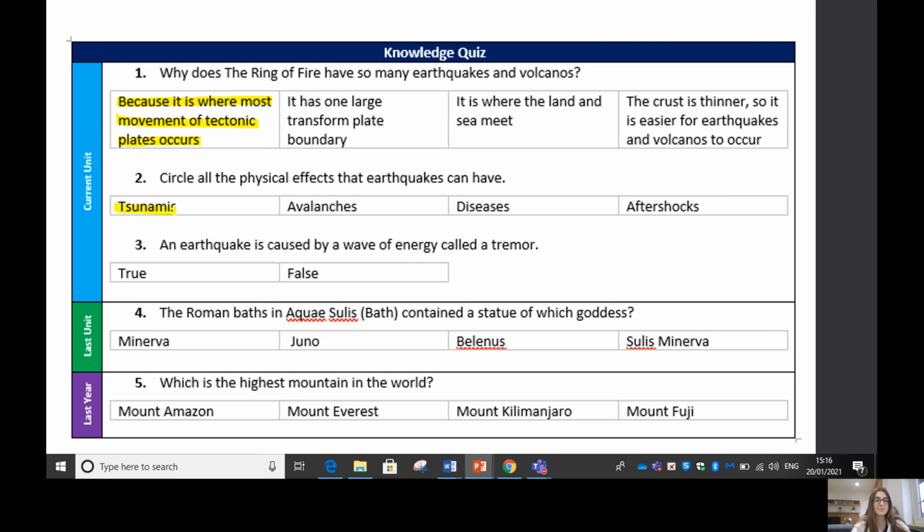Yes, well done. There were 3. So there were tsunamis, avalanches, and aftershocks. Diseases are a human effect that we are going to look at today.